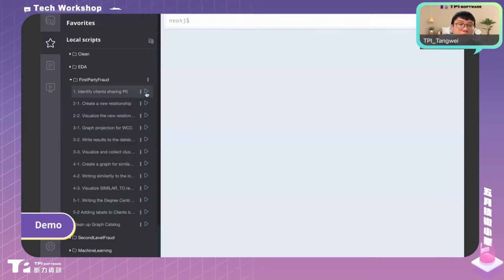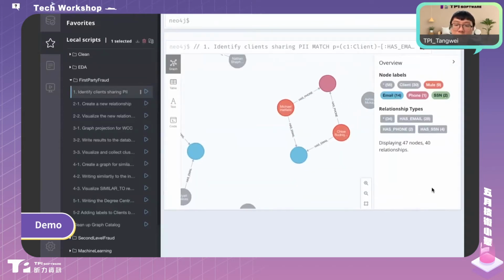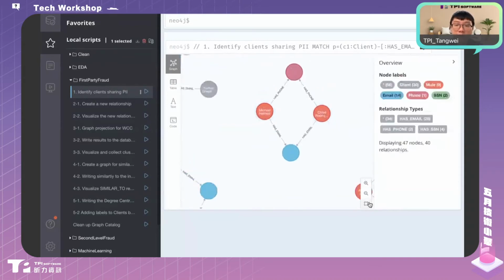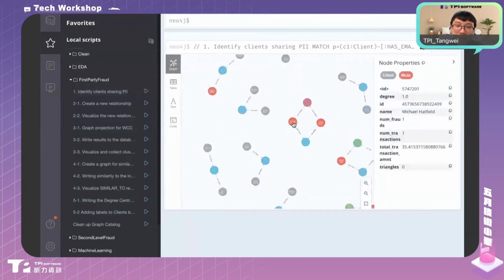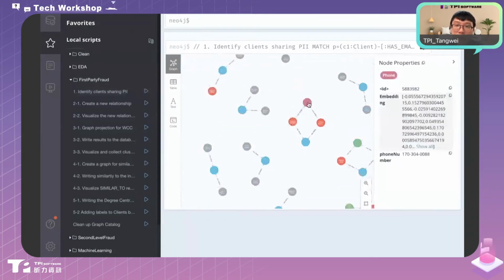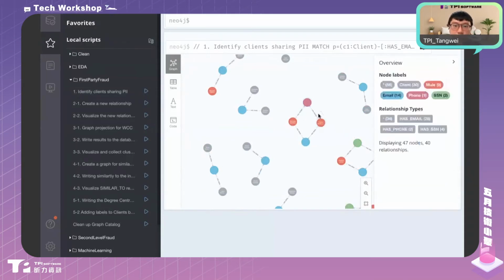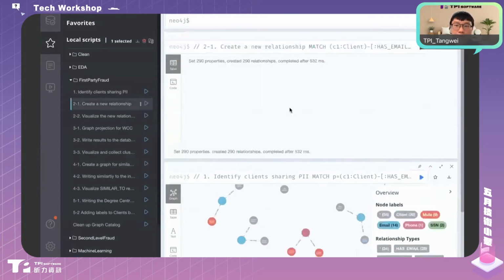Okay, so in the first step, we can identify the clients who are sharing the PII. So in here, we can see here is one client and here is another client. So we can see these clients share the same phone number with this client. So we mark all these relationships together. And then we will create a new relationship to connect clients that share identifiers and add the number of shared identifiers as a property on the relationship.